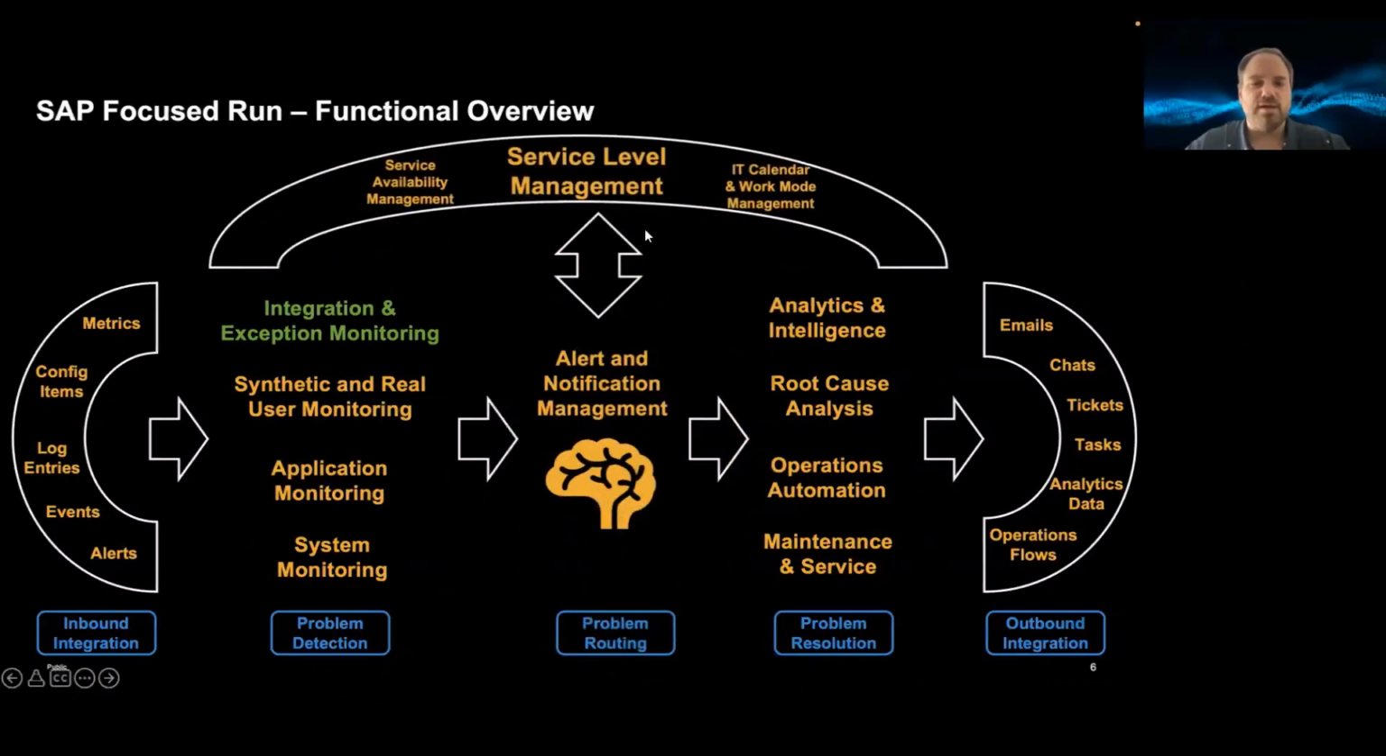On top of it, we have the service level management, the service availability management, and the IT calendar and work mode management. So those things can be used simply to bring everything together. So in the IT calendar or work mode management, for example, you will see if a system has a downtime, then you will be notified here also in the IT calendar that there's something down at the moment. And you can also schedule your own downtimes and maintenance windows there. So that's the functional overview about Focused Run.